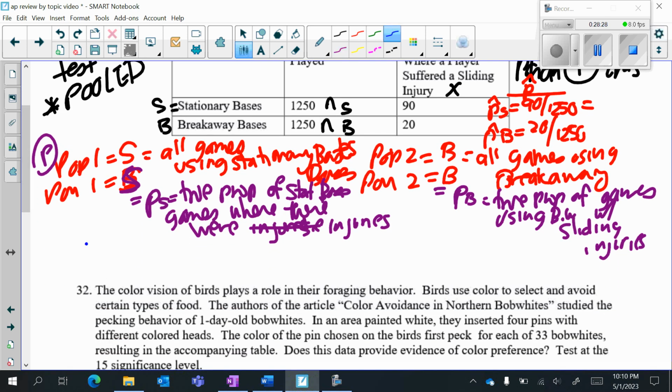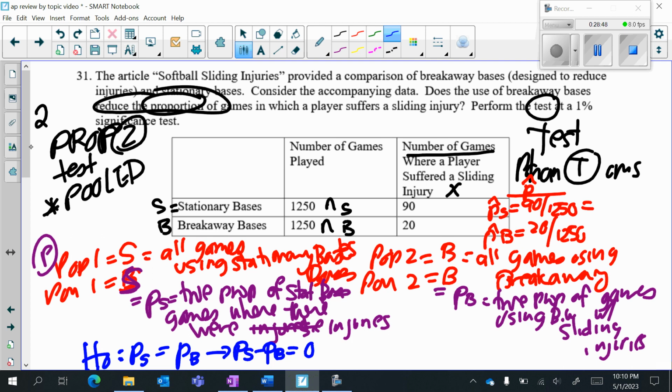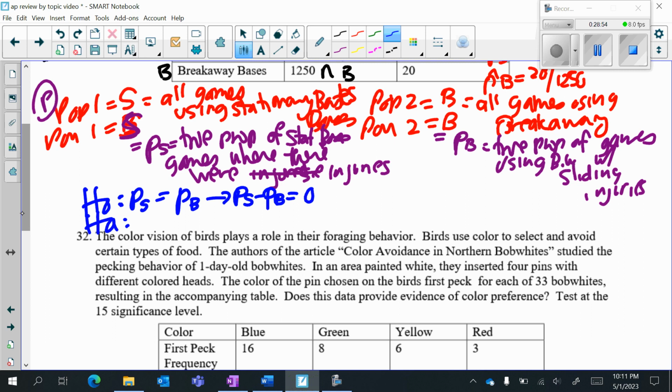The null hypothesis is always a statement of no change, so that's going to be P1 equals P2. We're going to say PS equals PB. Or if you move it to one side, PS minus PB equals 0. There's no difference between the proportions. And then the HA is going to be what we're trying to prove. So if you look back in the question, remember it says, does use of breakaway bases reduce the proportion? So they think that breakaway is going to be less than the stationary. So stationary is going to have greater injuries than breakaway, or you could have written it the reverse. Breakaway is less than stationary. I'm just going to show you this method. Okay, so those are the hypotheses.